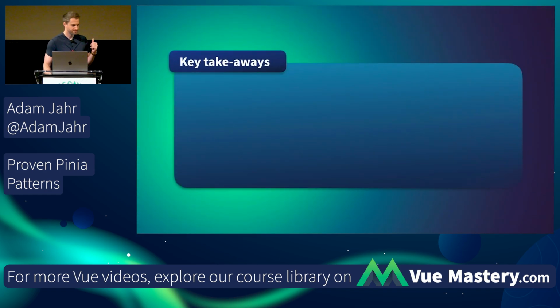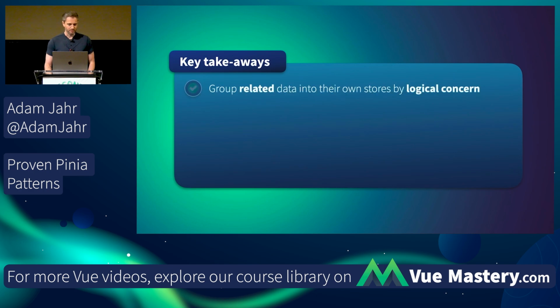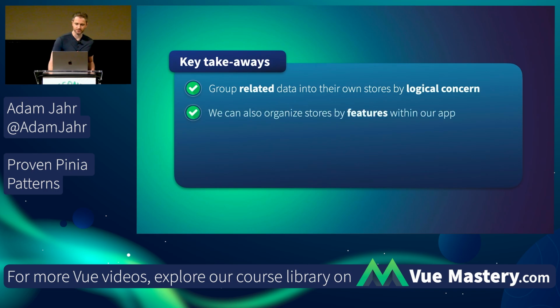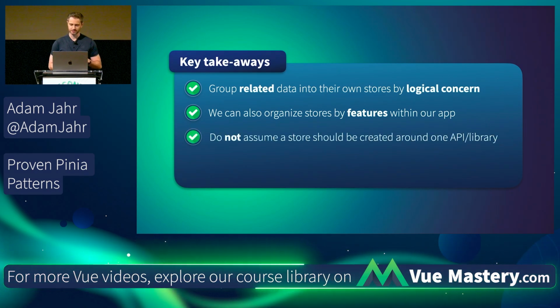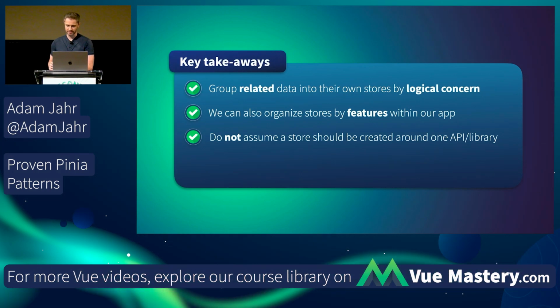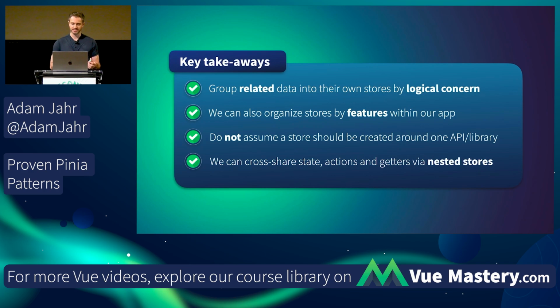So some key takeaways for this section are: we want to group related data into their own stores by logical concern. We can also organize stores by features within our app. We don't want to assume that a store should necessarily be created around one API or library. And we can cross-share state, actions, and getters via those nested stores that we just saw.